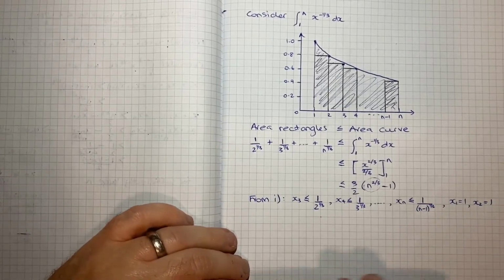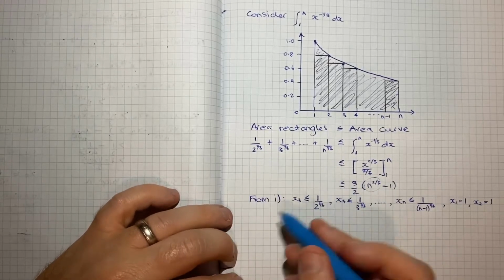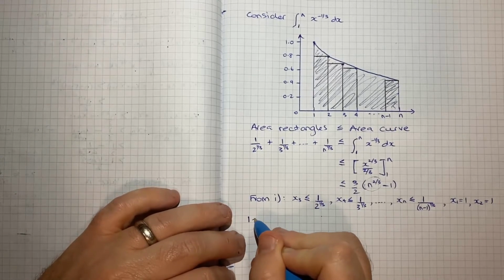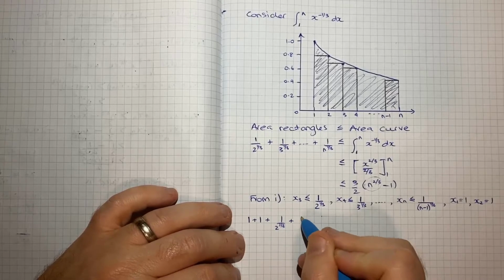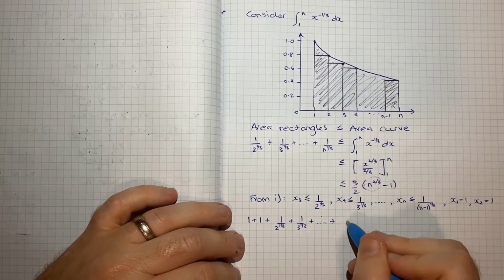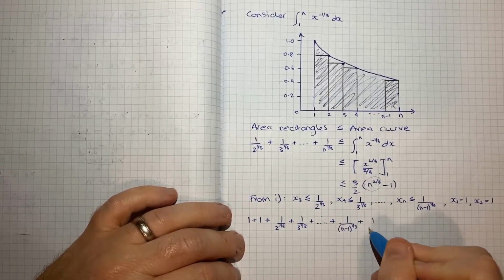But what we can do is, let's just write out this inequality, but I'll just add a few 1s at the front. So we'll go 1 plus 1 plus 1 on 2 to the third plus 1 on 3 to the third plus, we'll go 1 on n minus 1 to the third plus 1 on n to the third.